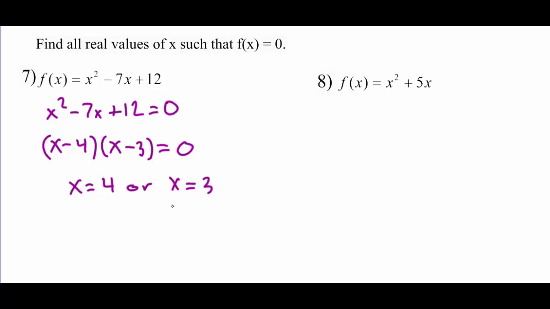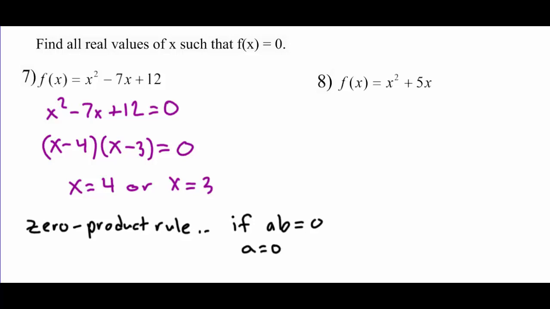Remember, I'm using the zero product rule. I'm going to go ahead and put that rule down here. The zero product rule tells us that if a times b equals 0, a equals 0, or b equals 0.